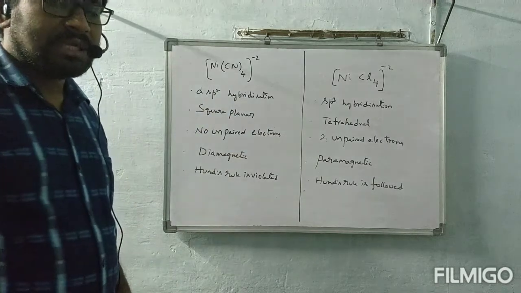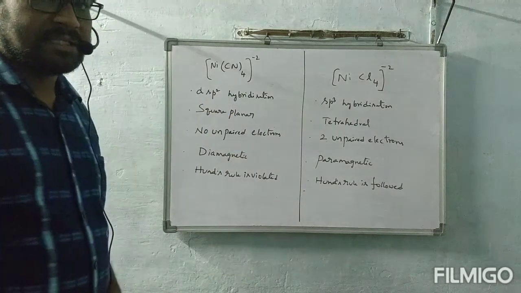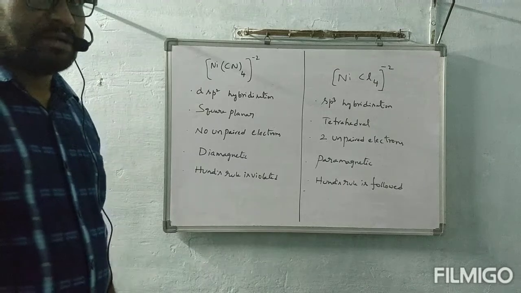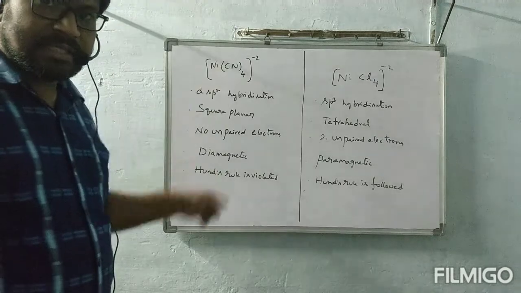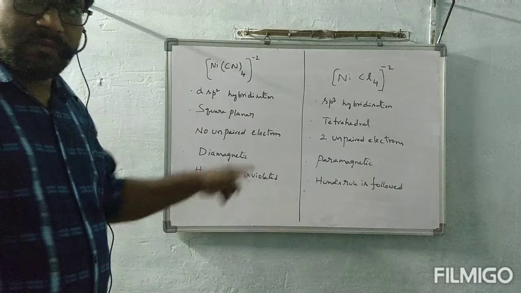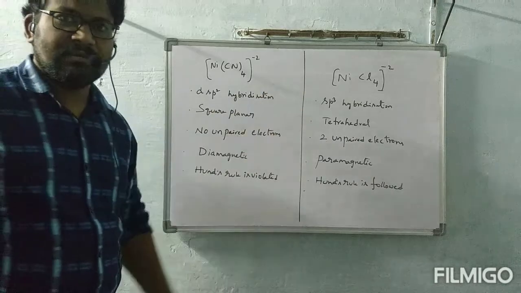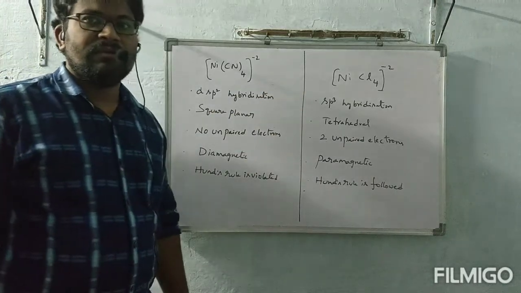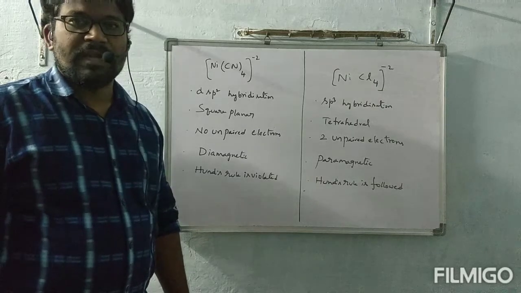Valence bond theory also successfully explained this diamagnetic nature and paramagnetic nature. But the problem is why that pairing takes place towards inner electrons. That was not explained. Why in this complex only is pairing taking place, and why in that complex is pairing not taking place? That was not explained by valence bond theory. We will discuss that in the drawbacks of valence bond theory.